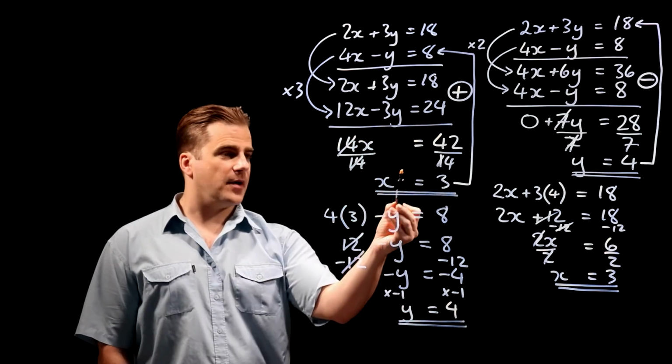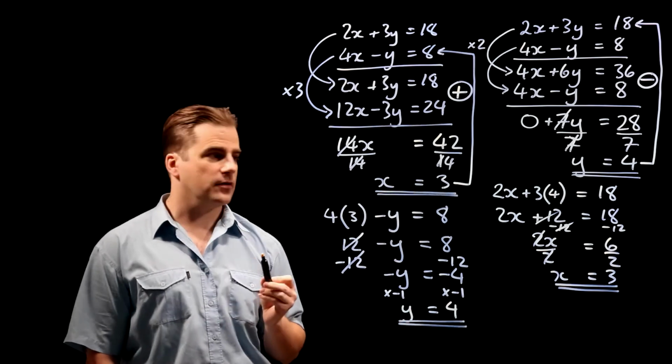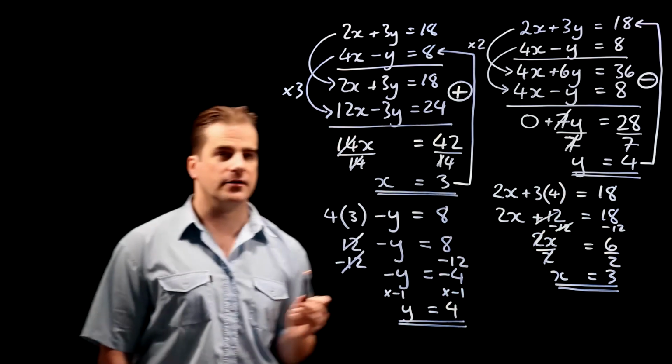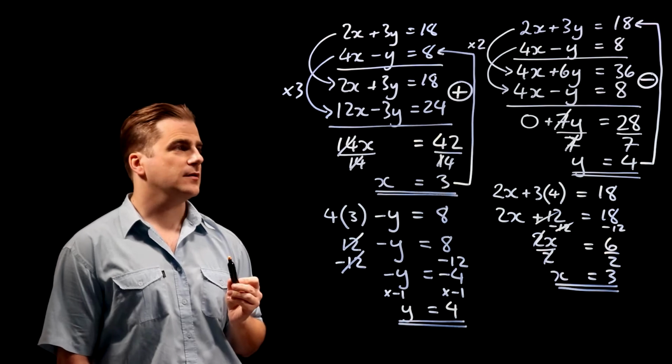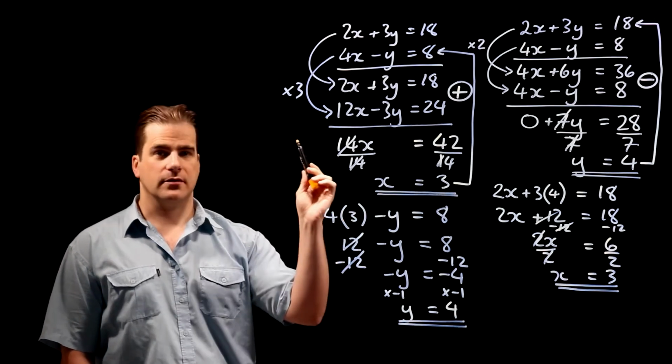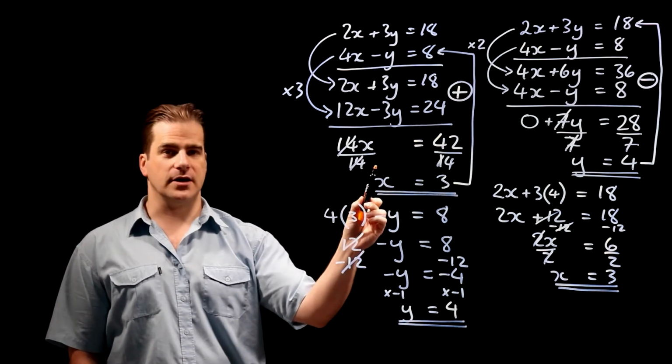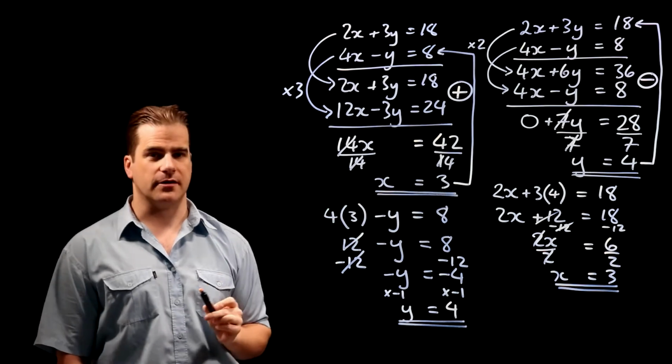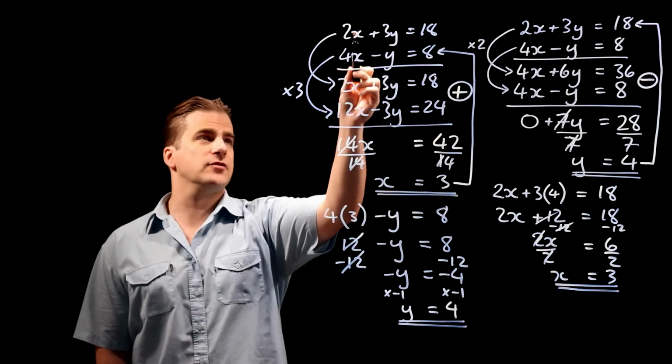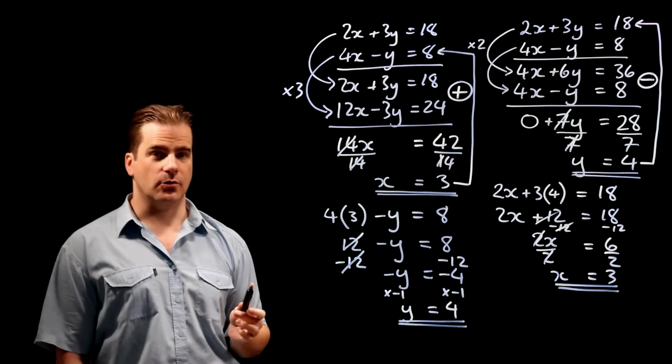So we've got exactly the same answers. X is 3 and y is 4. Okay? So that's how you solve simultaneous equations by the addition-subtraction method. It doesn't matter whether you choose to eliminate the x's or the y's. Right, let's do another example.